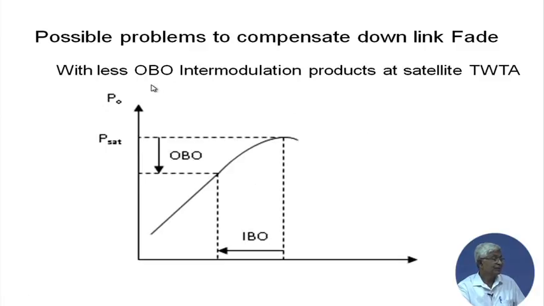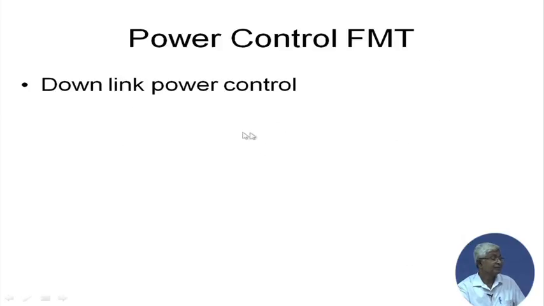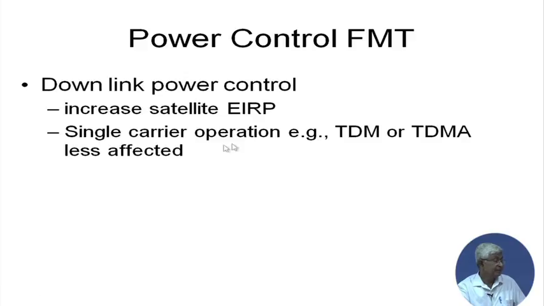So with less output backoff, there will be intermodulation products at the satellite due to nonlinearity. And downlink power control increases the satellite EIRP. In single carrier operation, if you increase the satellite EIRP, this intermodulation does not occur, that is TDM or TDMA, which is less affected. Our satellite TV broadcast is normally in TDM.